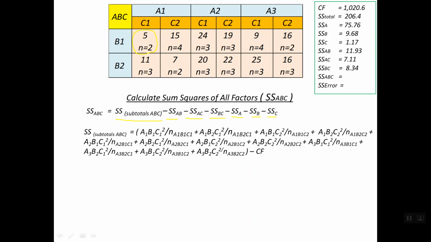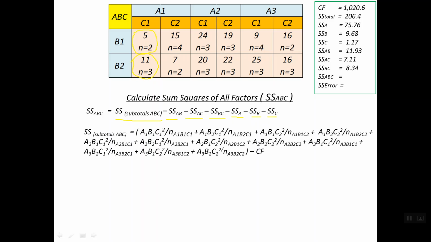For A1, B2, C1 we have the sum which is 11 and number of observation we have 3. The same for the rest. Notice that to calculate for the SS for the subtotals, we should calculate for the 12 groups, simply because factor A has 3 levels and factor B has 2 levels and factor C has 2 levels. So we have 12 combinations.